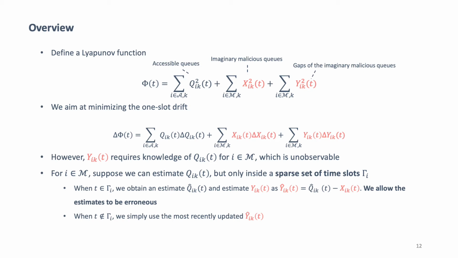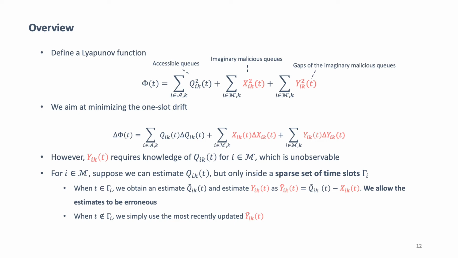We apply a Lyapunov optimization framework. We define a Lyapunov function which is the sum of the squares of the accessible queues, the imaginary malicious queues, and the gaps. If we can stabilize these three terms at the same time, then the real queue backlog also gets stabilized. We aim to minimize the one-slot drift.